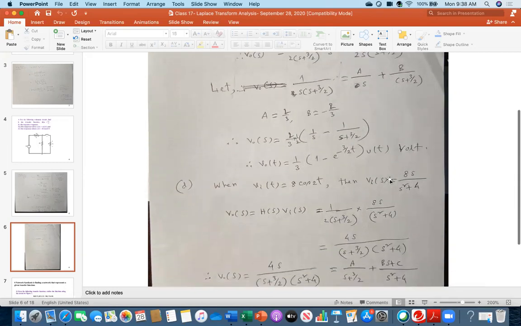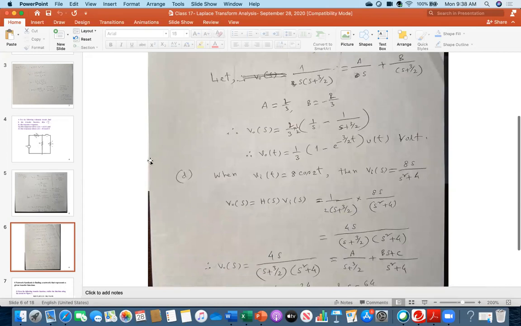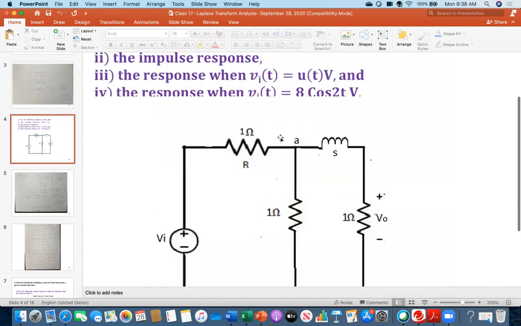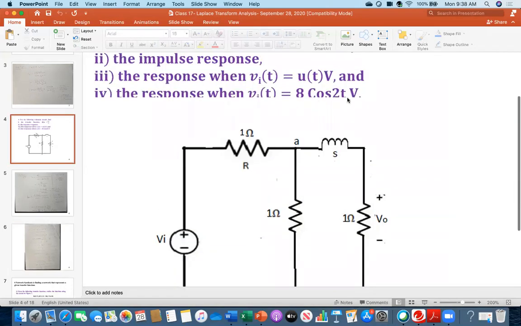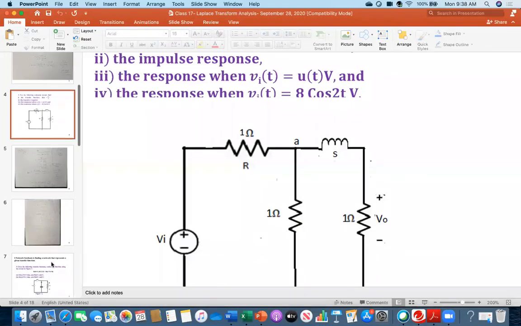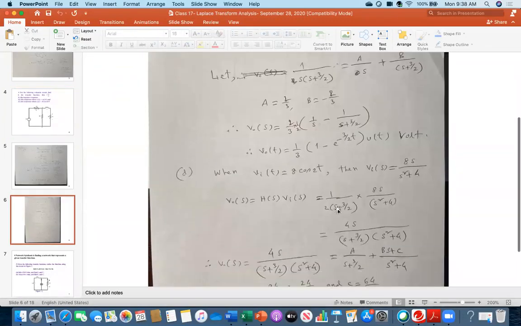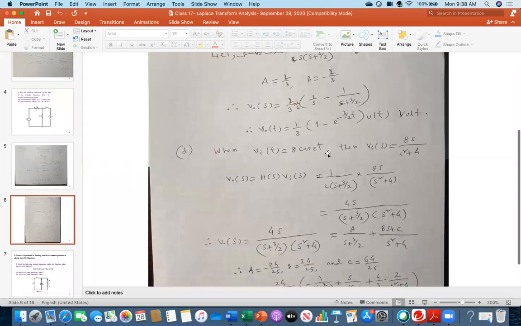And then the next question, when Vi was 8 cosine of 2t. Again the last one, if this Vi becomes 8 cosine of 2t, then what? So therefore Vi(t) is 8 cosine 2t, and what is its Laplace transformation? 8s over s squared plus 2 squared. That 2 squared I have directly written as 4. So this is coming from the Laplace transformation of this one, 8s over s squared plus 4.